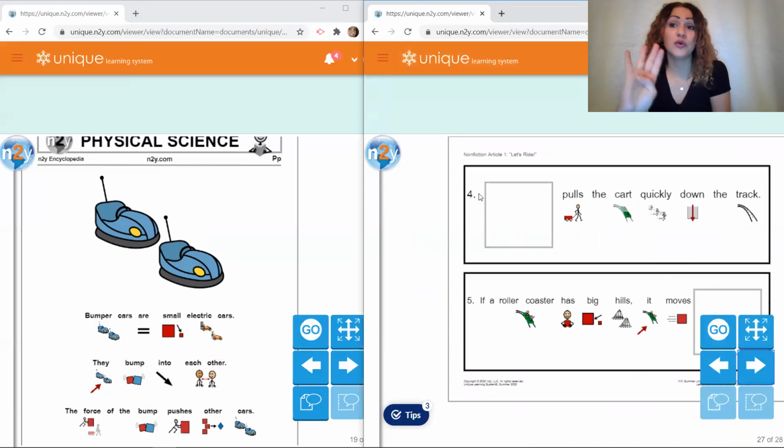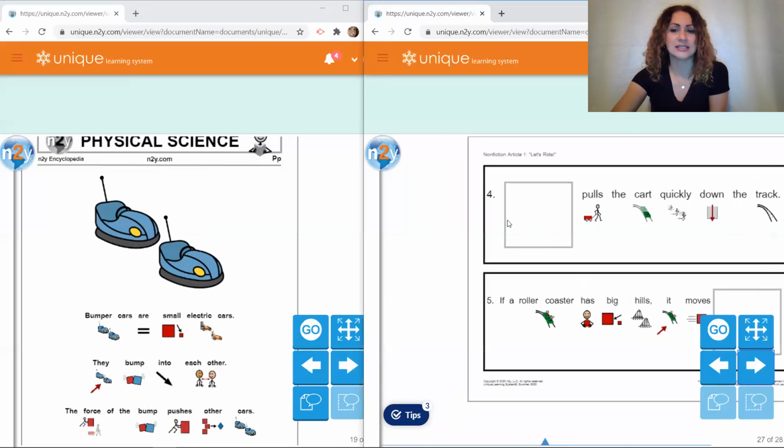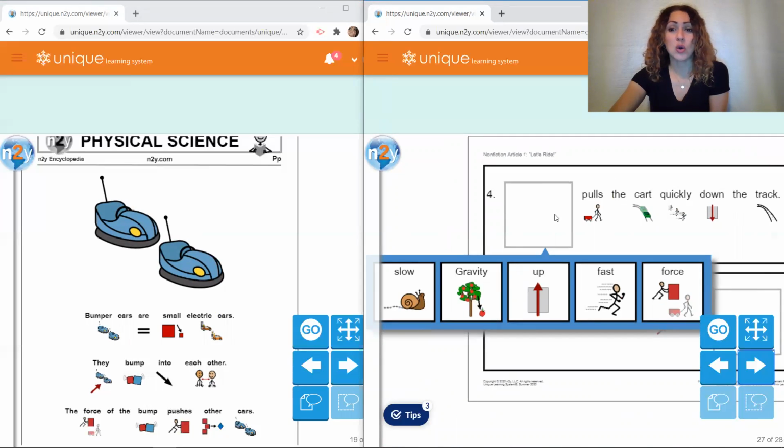Okay. Number 4. Blank pulls the cart quickly down the tracks. I wonder what that is. Slow pulls the cart quickly down the tracks. Gravity pulls the cart quickly down the tracks. Up pulls the cart quickly down the tracks. Fast pulls the cart quickly down the tracks. Or force pulls the cart quickly down the tracks? Let's read the next page and see if we can find our answer.